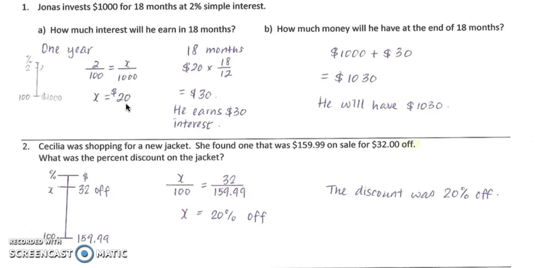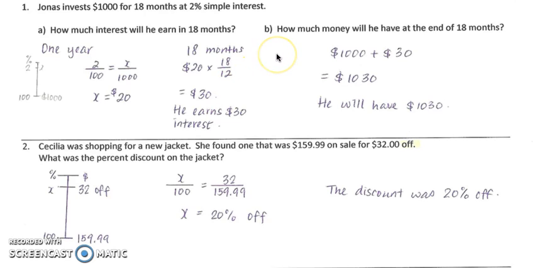In order to find out the amount of interest earned in 18 months, we can multiply this amount by 18 months out of 12 months, just to set up the proportion or ratio. So in 18 months, we found out that Jonas will earn $30 in interest.